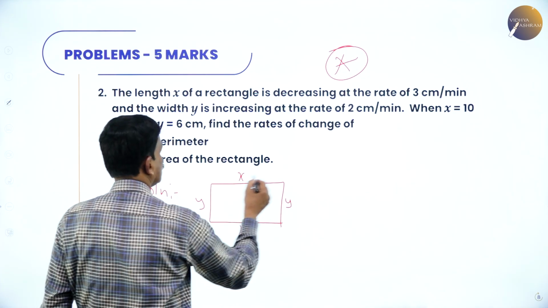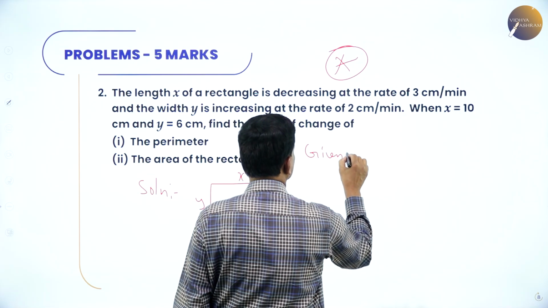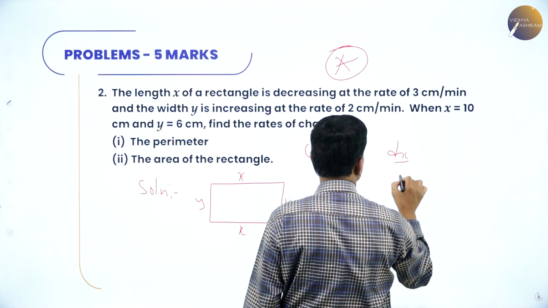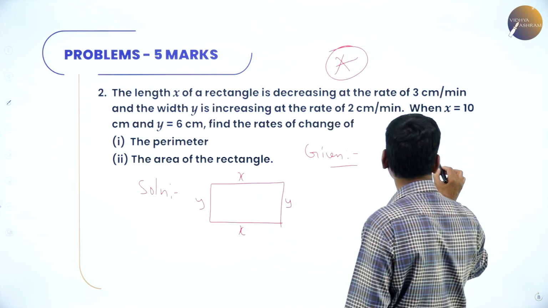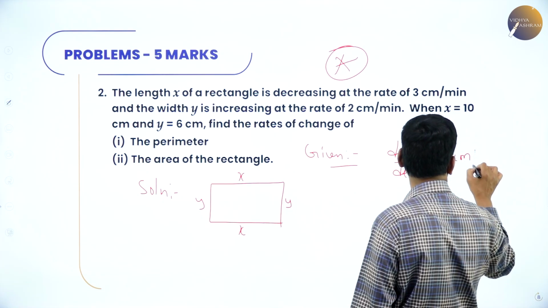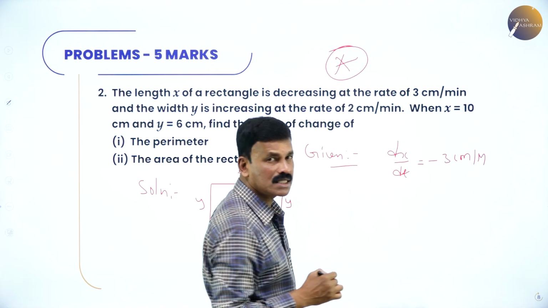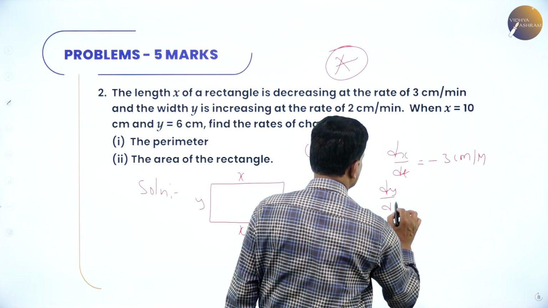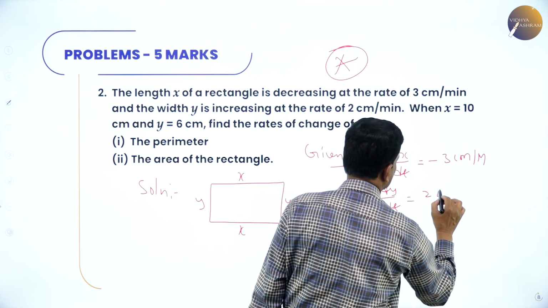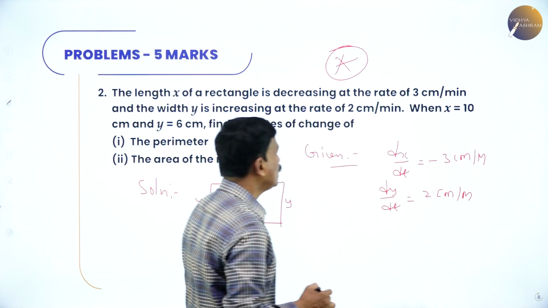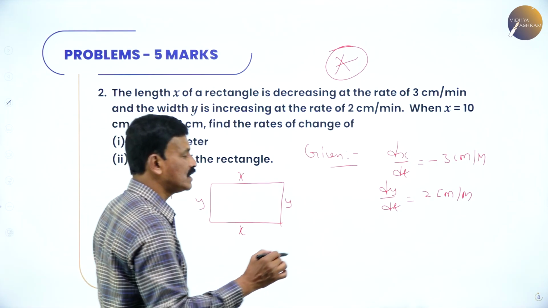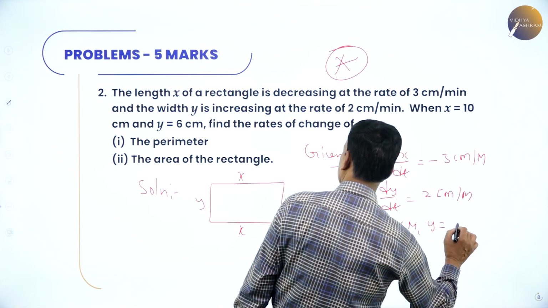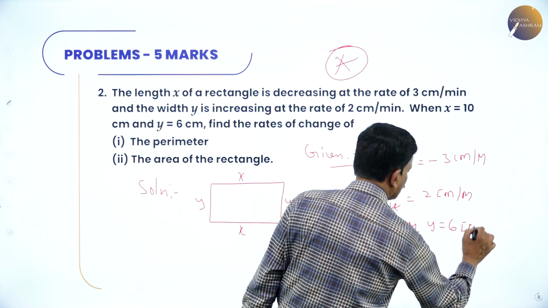Now, what is given here? Given that the length x of a rectangle is decreasing, dx by dt, decreasing means negative sign, at the rate of 3 centimeters per minute. Minus sign indicates it is decreasing. And the width y is increasing, that is dy by dt is increasing at the rate of 2 centimeters per minute. When x is equal to 10 centimeters and y is equal to 6 centimeters, find the rate. So, these are the given quantities.